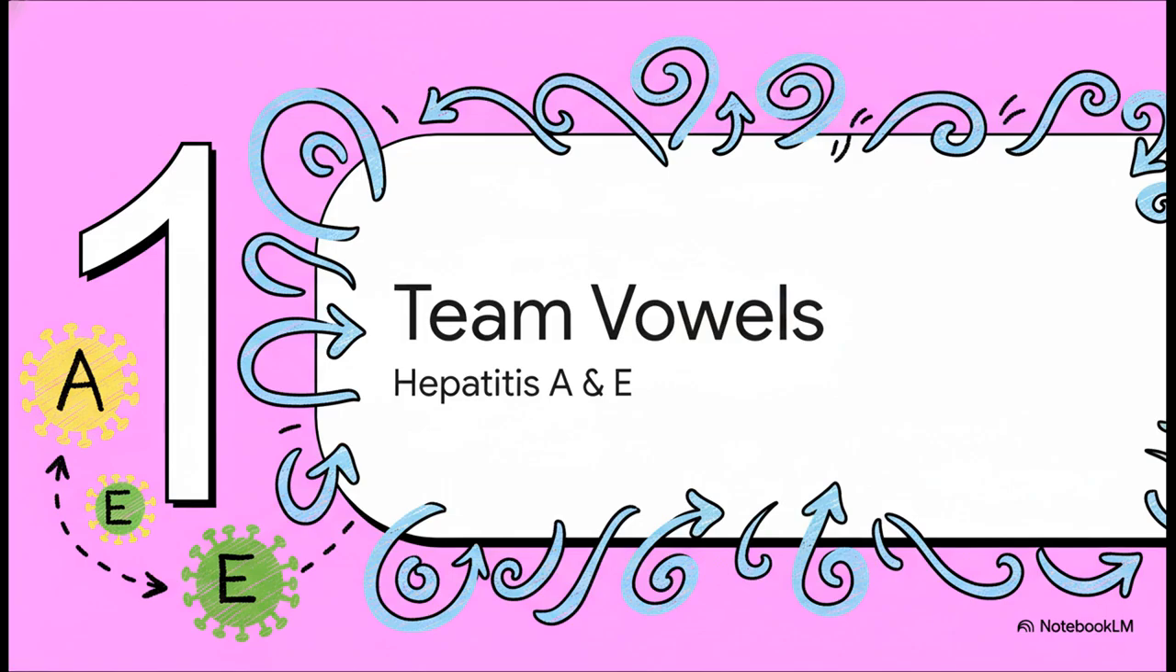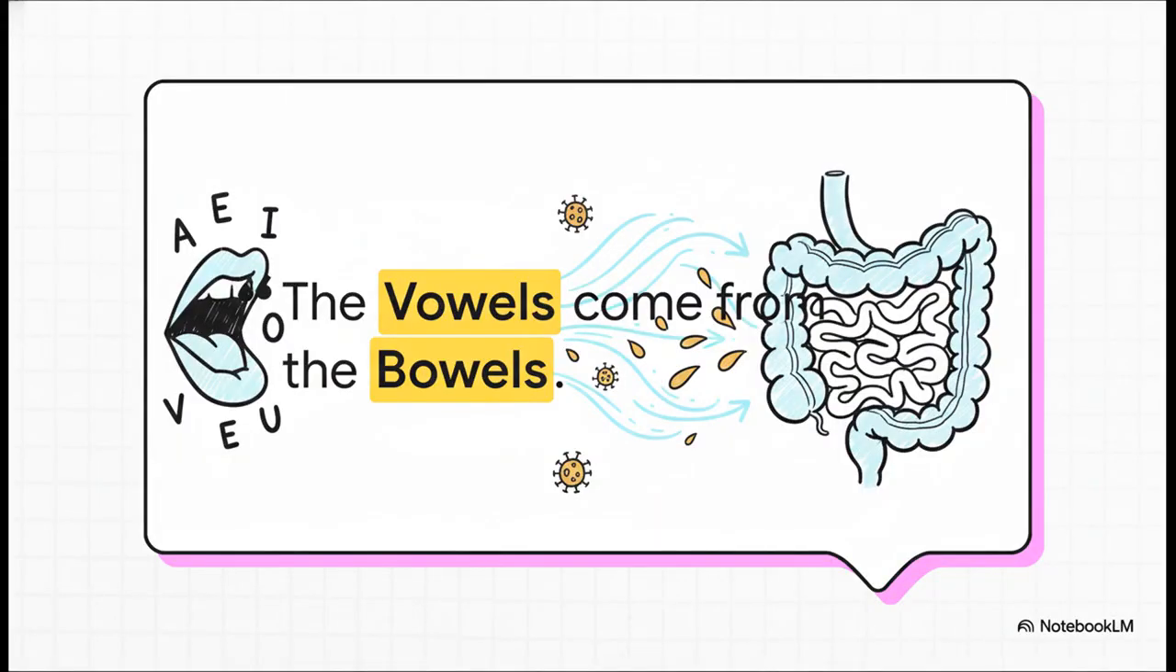What's cool about them is they share a common method of attack, which makes them super easy to remember as a pair. All right, here it is. This is probably the single most important memory hook for this team. Just repeat this to yourself, burn it into your brain. The vowels come from the bowels. It sounds a little silly, I know, but this one phrase tells you almost everything you need to know about how you actually get hepatitis A and E.